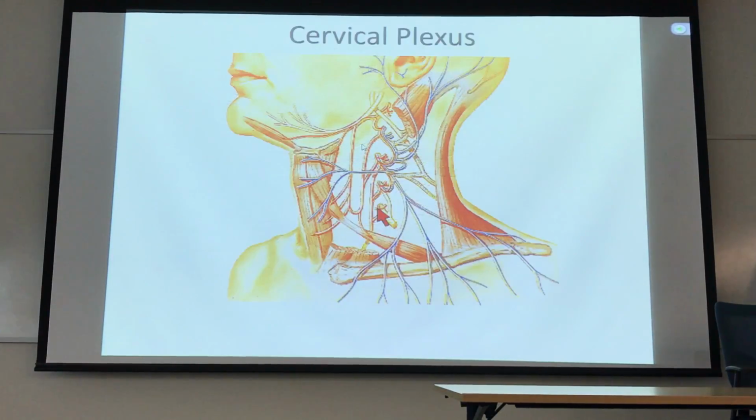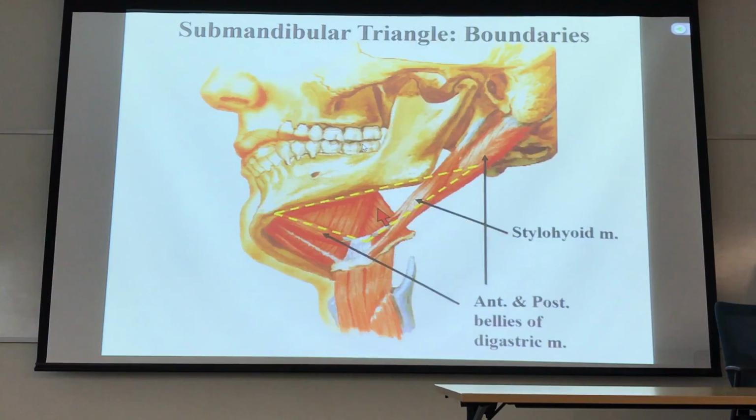So we talked about this, how it's formed. All right, so let's talk a little bit about these muscles really quickly. The infrahyoid muscles we mentioned were all innervated by ansa cervicalis except for one, thyrohyoid, C1. So all of the infrahyoid muscles receive innervation from the cervical plexus.